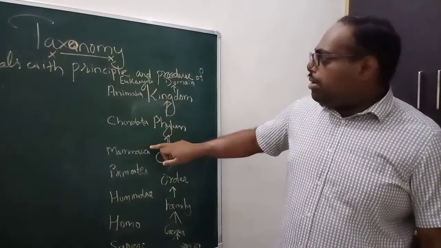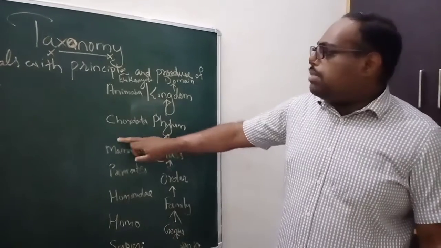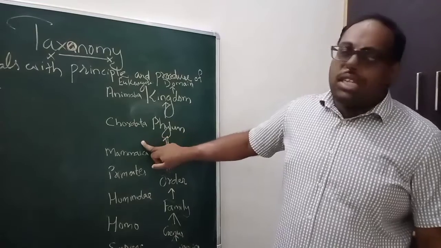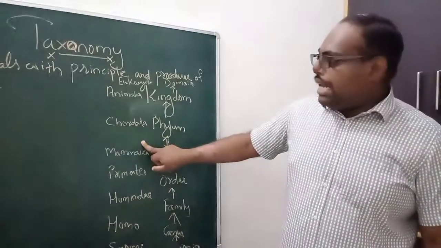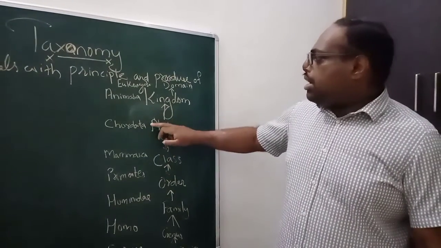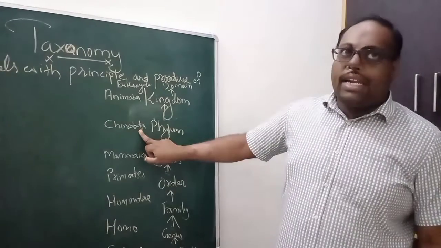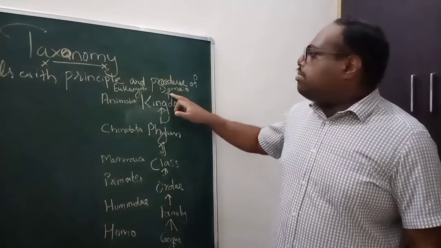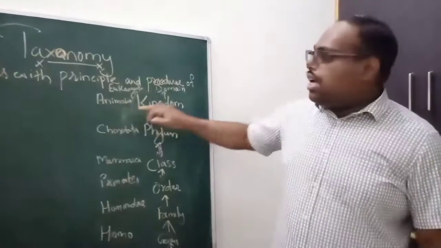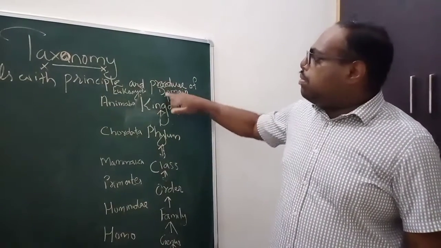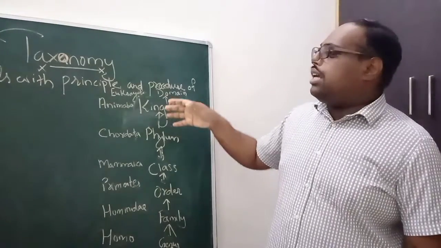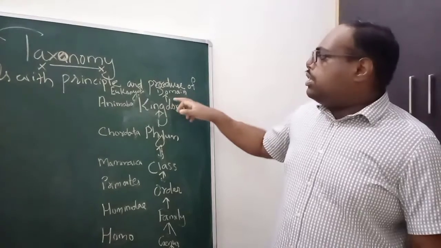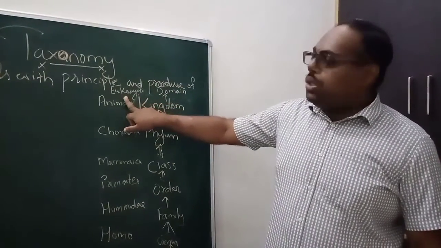And next we are coming to the class known as Mammalia. Mammalia means organisms which can feed their young ones through milk. And we are coming from a phylum known as Chordata, which is having a backbone. And we are coming from the kingdom known as Animalia. And over the top of this, there is one more thing which was not even given by Linnaeus. It was given after that, which is known as the domain, Eukaryota.